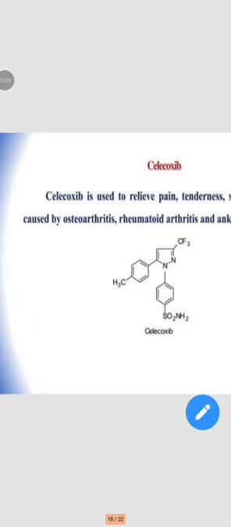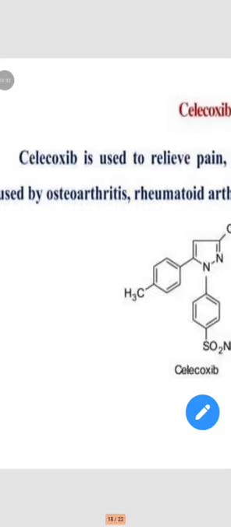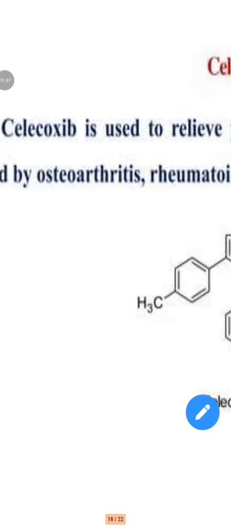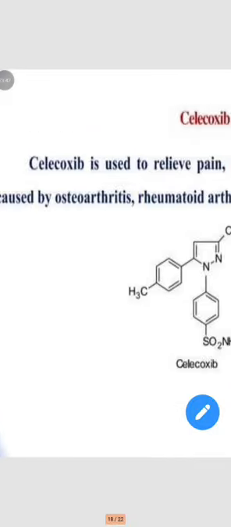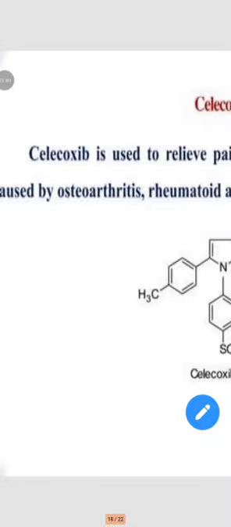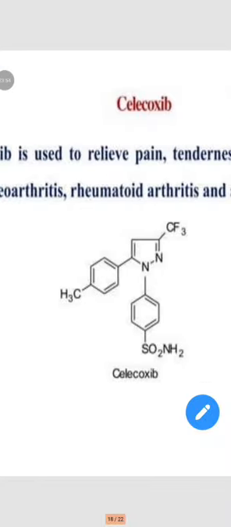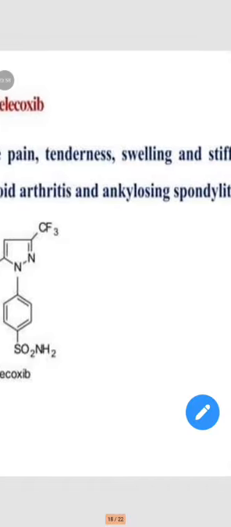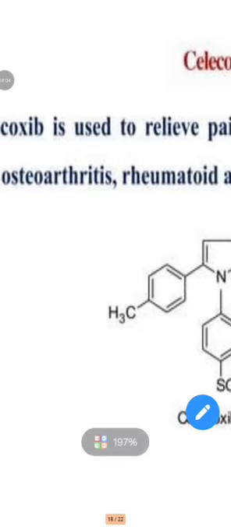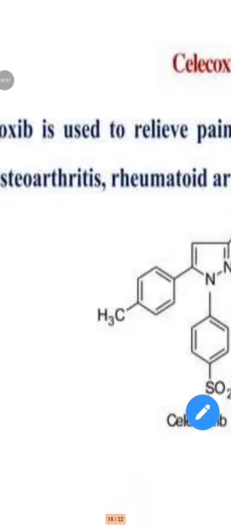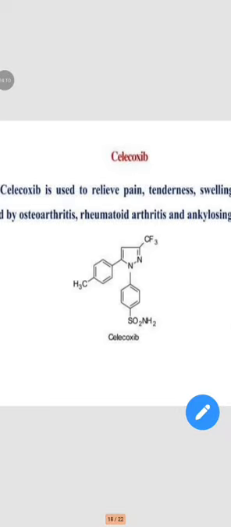Then the next one is celecoxib. It is used to relieve pain, tenderness, swelling and stiffness caused by osteoarthritis, rheumatoid arthritis and ankylosing spondylitis. These are the structures.